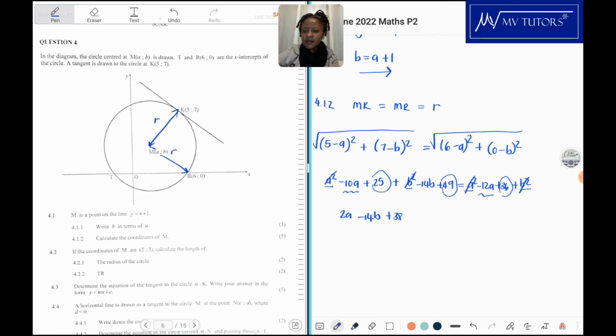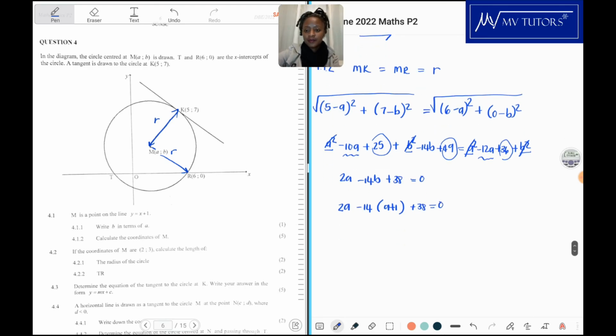What else do I have? I've used up everything. Okay, that's equal to 0. So, like I said, 2 equations, 2 unknowns. I have b in terms of a. I'm going to substitute that in this equation. So 2a minus 14b, b is a plus 1, and then plus 38 is 0.